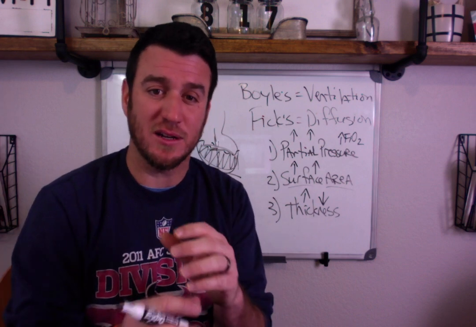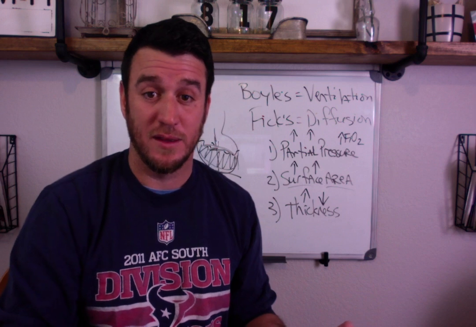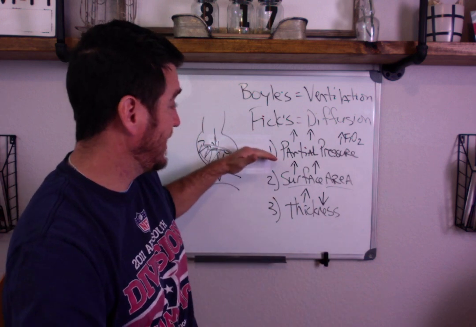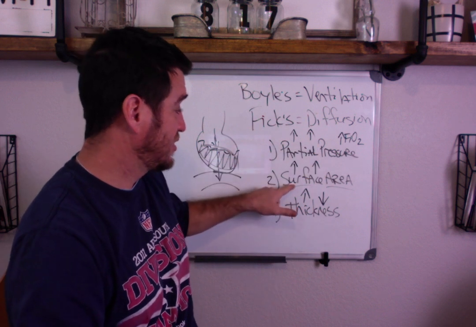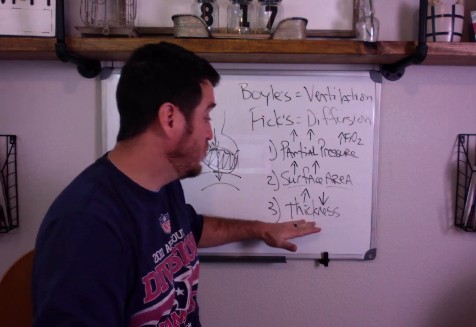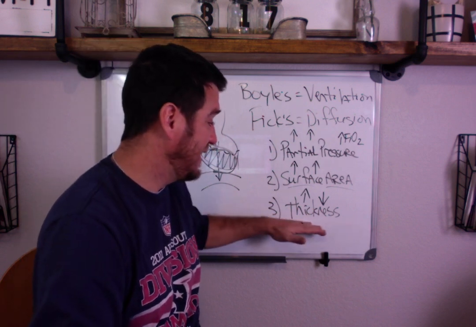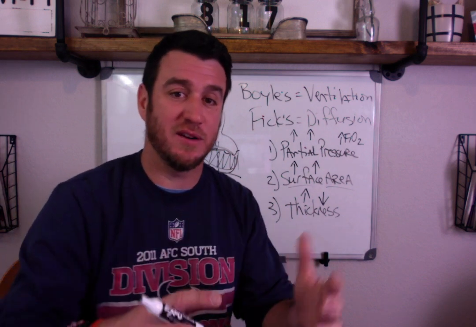Okay, so if you're talking about diffusion, you're talking Fick's law. You can increase the partial pressure within the alveoli. That should increase diffusion. You can increase the surface area with PEEP. That should increase the diffusion. You may have an increase in thickness, and that will decrease the diffusion. Okay, so I just want to clarify that also.